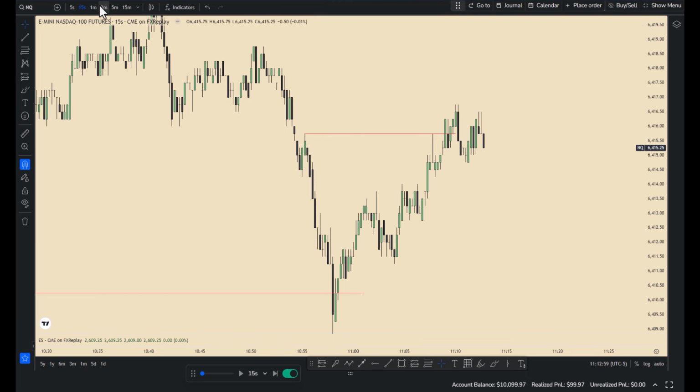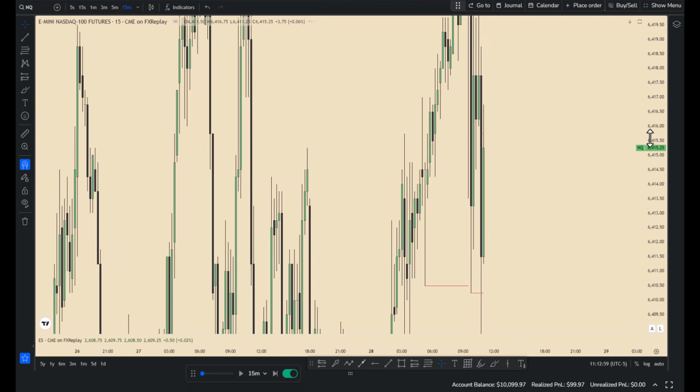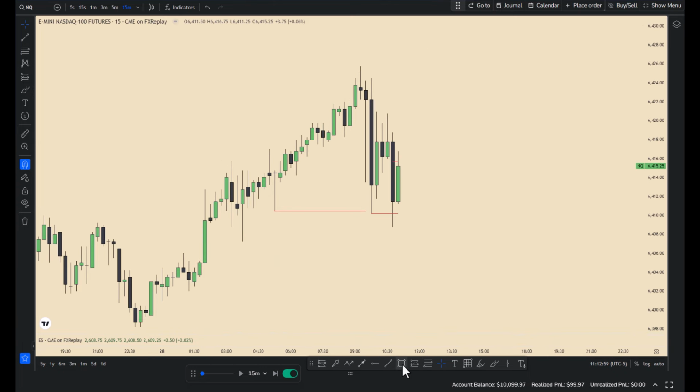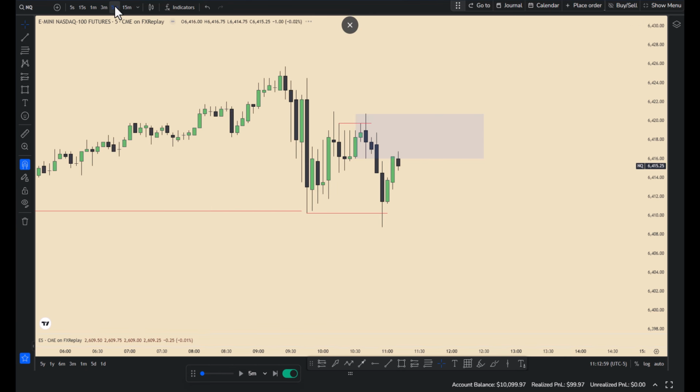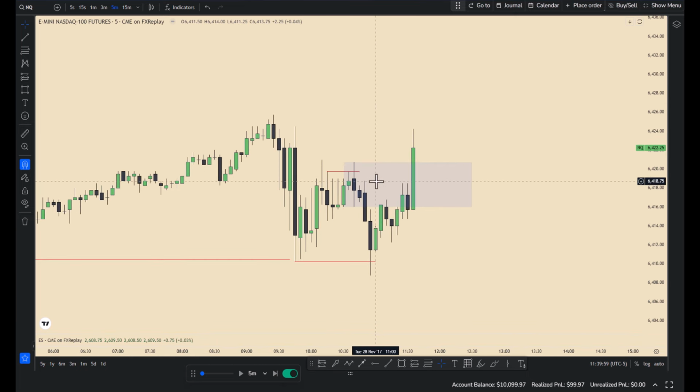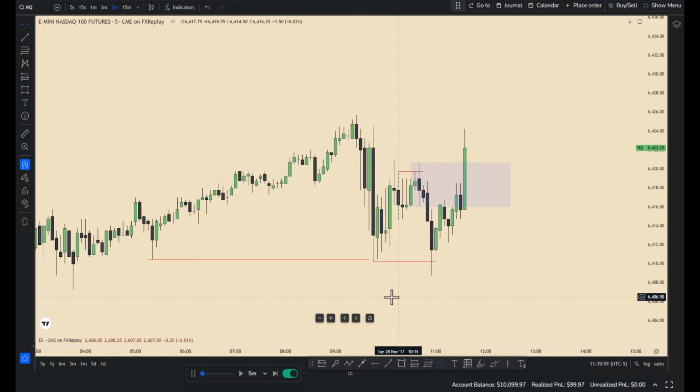Let's go to 15 minutes. There is this candle right here. We need to watch how price reacts to it. It took liquidity from the previous candle, so it is a significant candle. Let's go to the 5. Price closed above it. This can be an opportunity to take price higher.